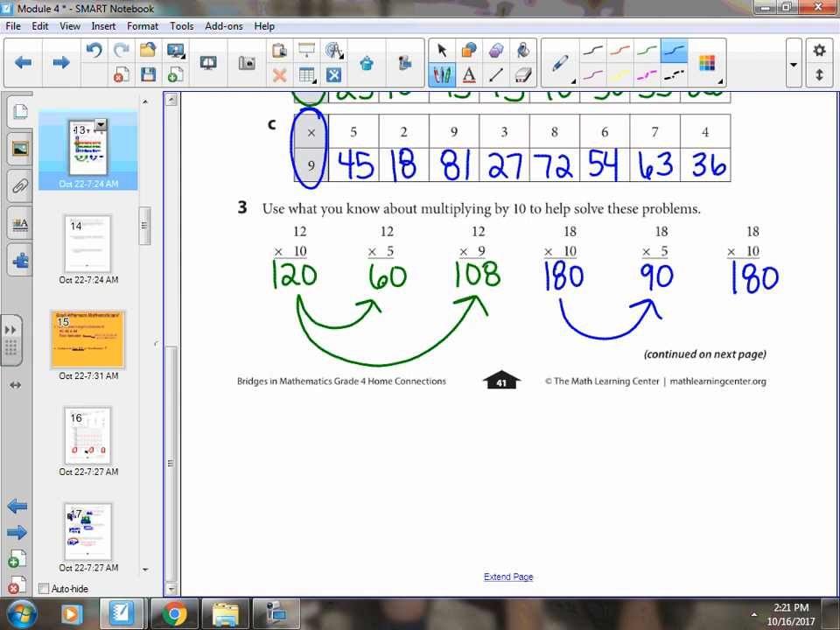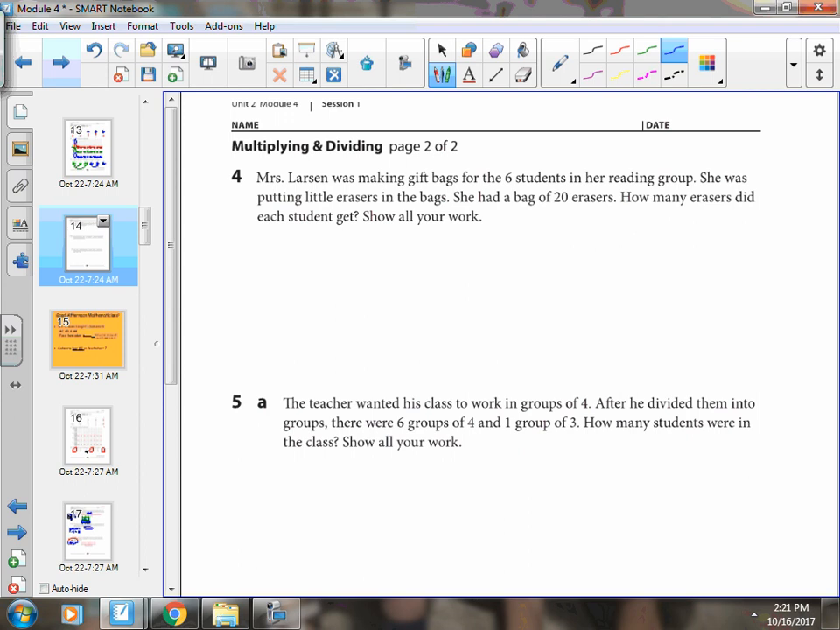All right, on to Home Connections, page 42. Mrs. Larson was making gift bags for the 6 students in her reading group. She was putting little erasers in the bags. She had a bag of 20 erasers. How many erasers did each student get? So we are doing 20 erasers divided between 6 kids.